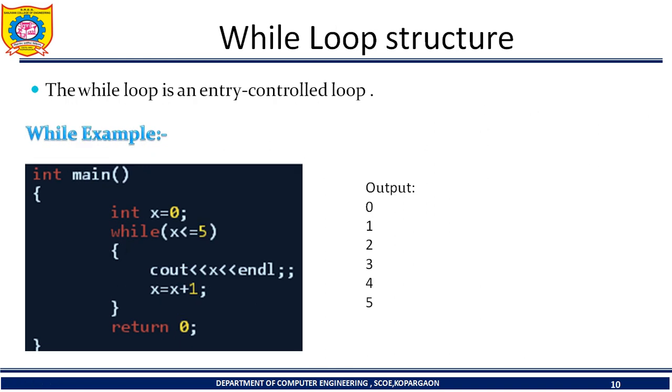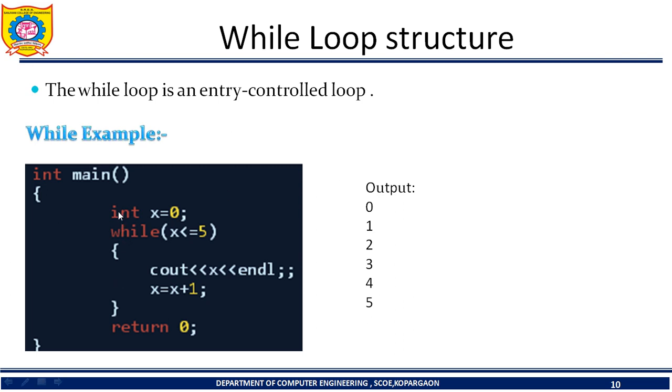Now the while loop structure. While loop, it is the entry control loop. Why is it entry control loop? Because at the entry level we are mentioning the controlling condition here. See, the same example is there, but in the previous example we used the do while statement. Right now we are using the while loop here. The program is the same, but we are using the while loop.